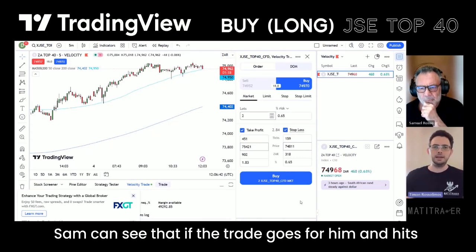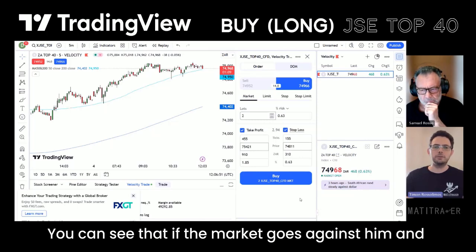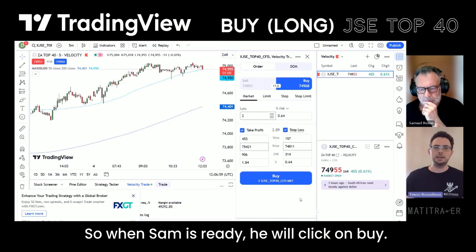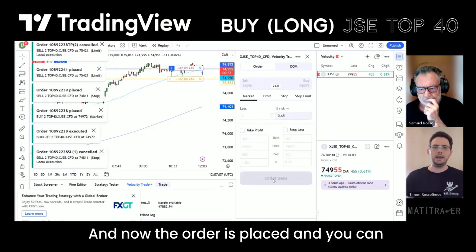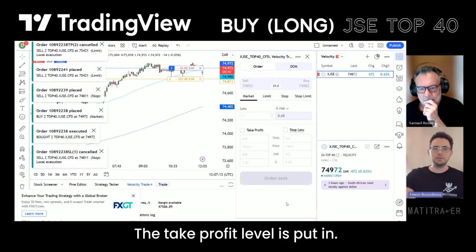Sam can see that if the trade goes for him and hits the take profit, he will bank 902 Rand. By the stop loss, you can see that if the market goes against him and it hits the stop loss, he will only lose 310 Rand. So when Sam is ready, he will click on Buy. And now the order is placed. And you can see that the stop loss level is put in, the take profit level is put in.